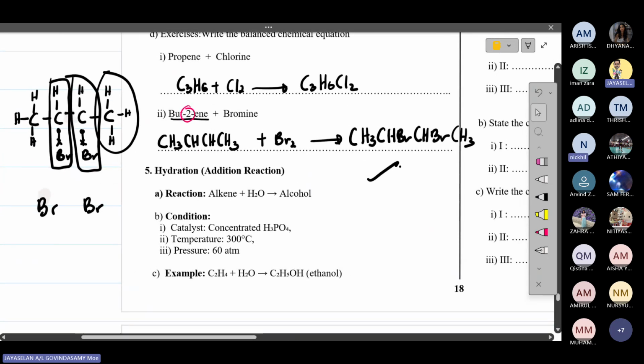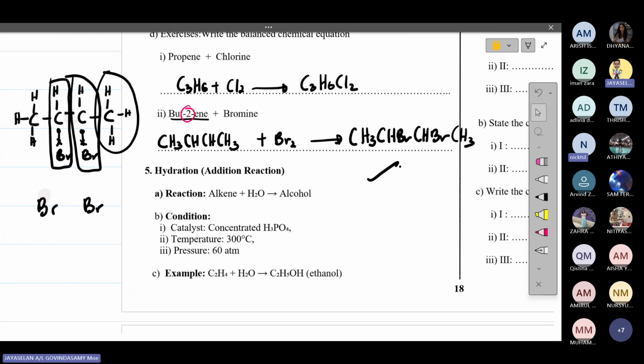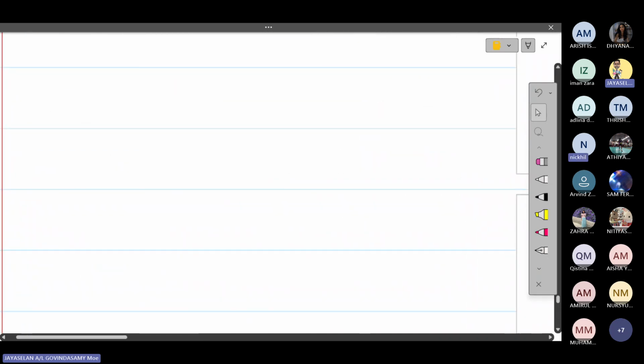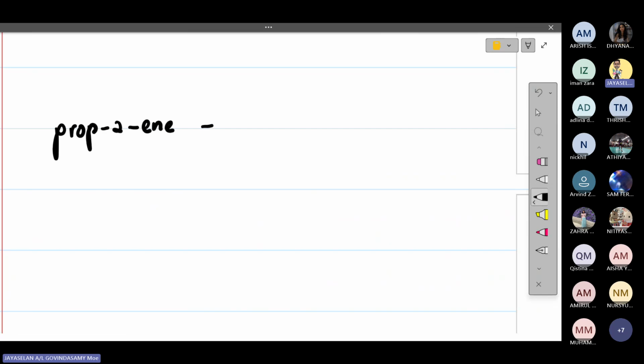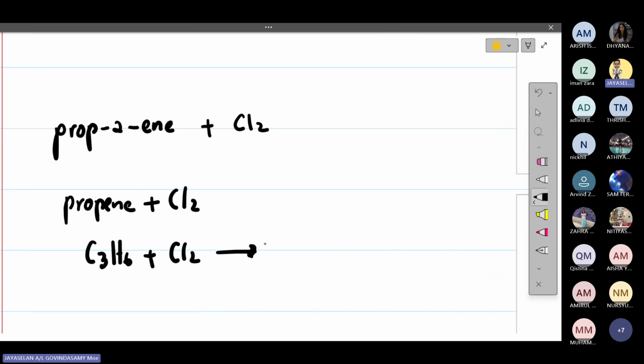Sir, can you repeat this one, sir? Okay, I repeat again with a different one. Thank you, sir. Okay, let's say they put pro-2-ene reacted with chlorine solution. Write down the equation. If propene, no problem. If they put propene reacted with chlorine, this equation is very simple. C3H6 reacts with chlorine. You just put like this: C3H6Cl2. If propene.